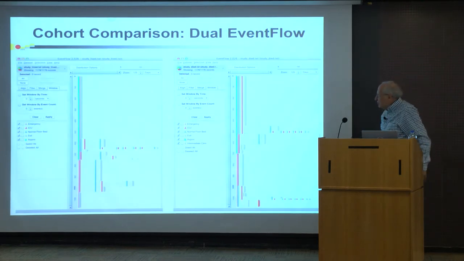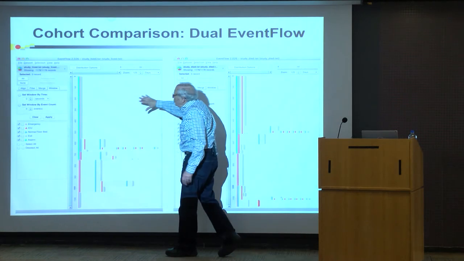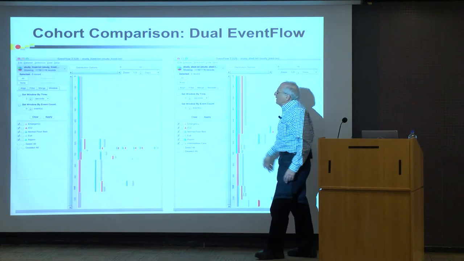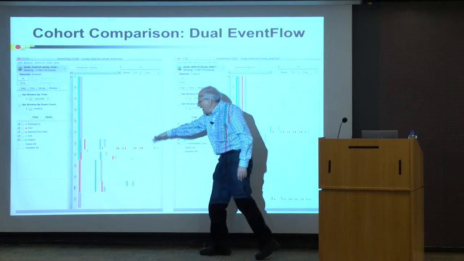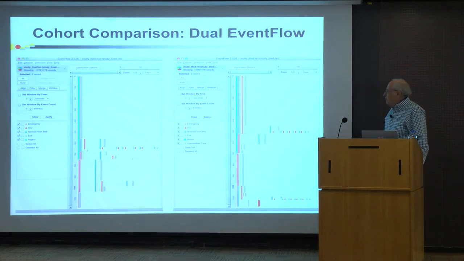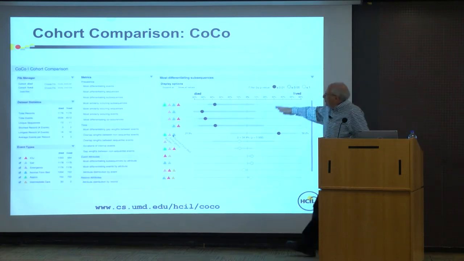So the COCO idea was essentially started with two invocations of event flow for group A and group B. And while you might make some visual comparisons, it's pretty tough, which is why we leaned on the statistical methods of doing that. COCO then has a control panel that presents all the results.